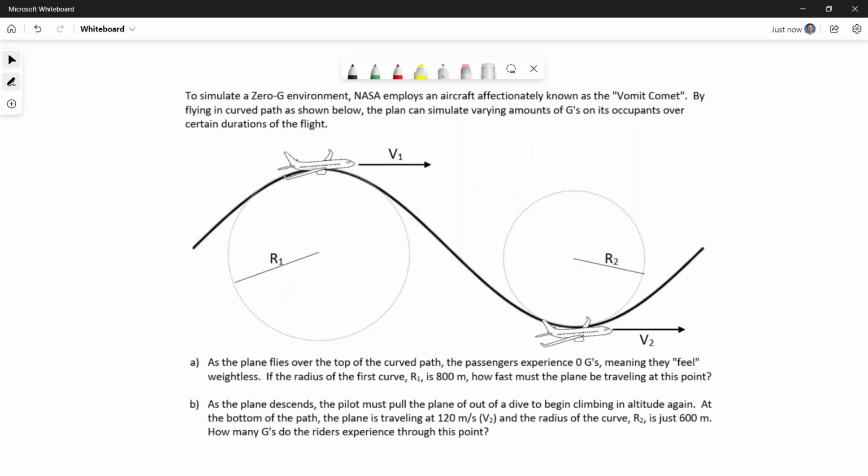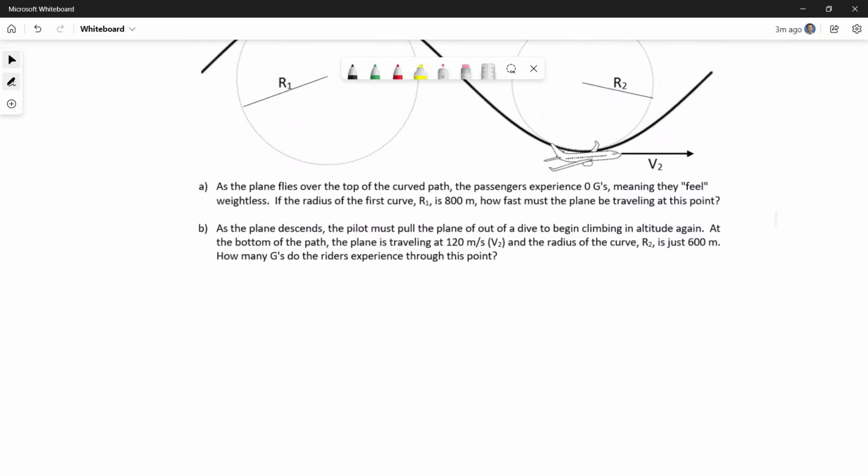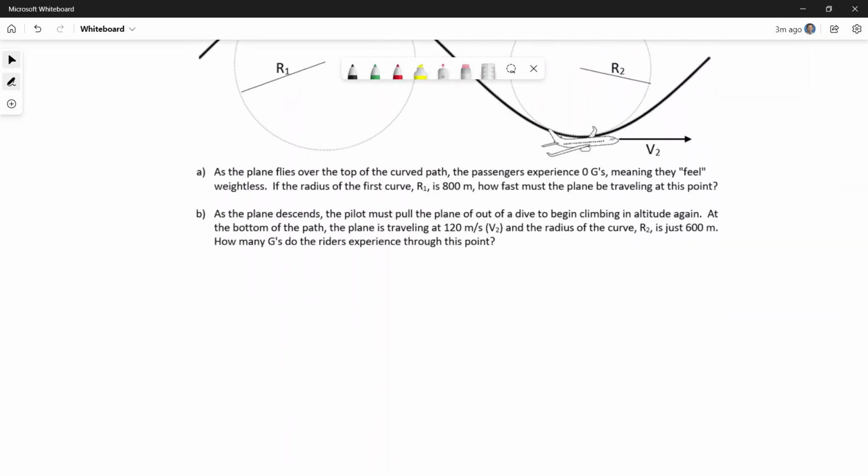of the path. So given the radius of that curve, how fast must this plane be traveling at that first position? What is V1? So let's look at it from the perspective of a passenger. And we're going to look at the free body diagram of the passenger. That passenger is inside the fuselage. Now, let's say the passenger is just floating around. So the surface is here. So what are the forces acting on that passenger?